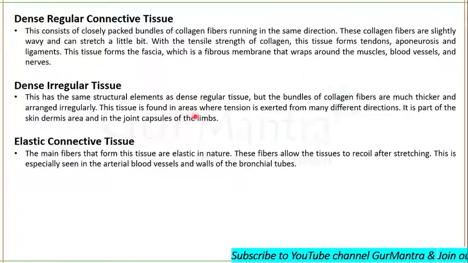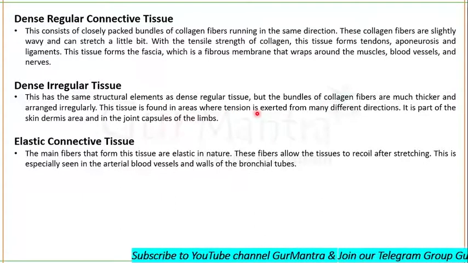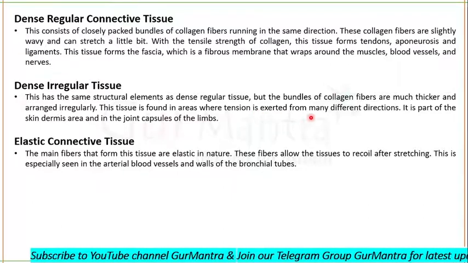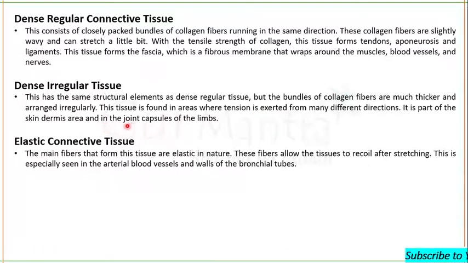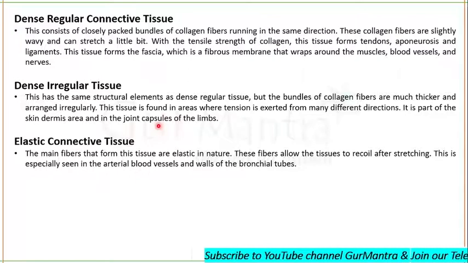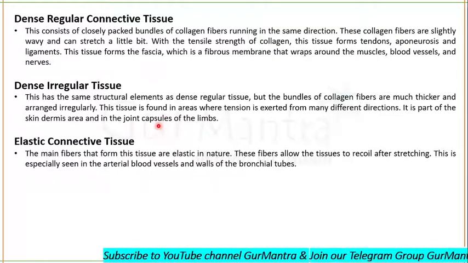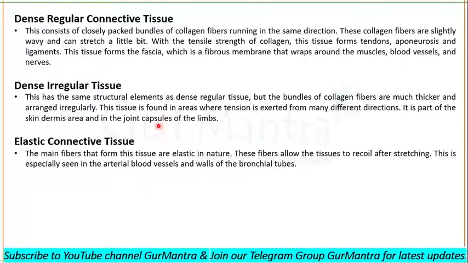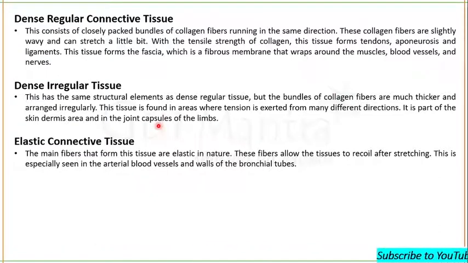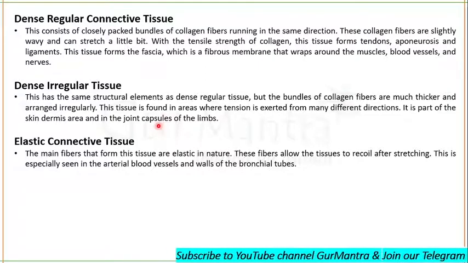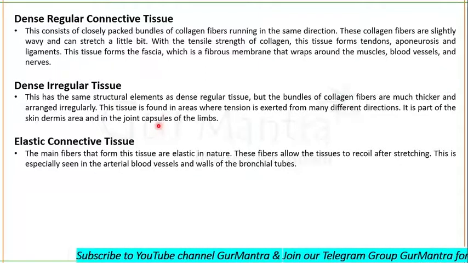This is found in the area where tension is exerted from many different directions. It is part of the skin dermis and the joint capsule of the limbs. Dense irregular tissue is mainly found where tension is exerted from different directions, mainly in the skin dermis and joint capsule of the limbs.